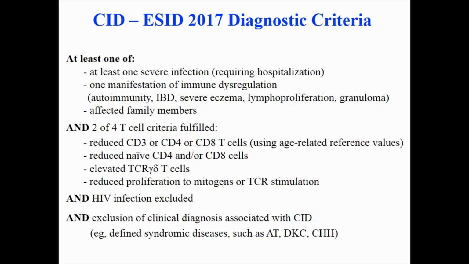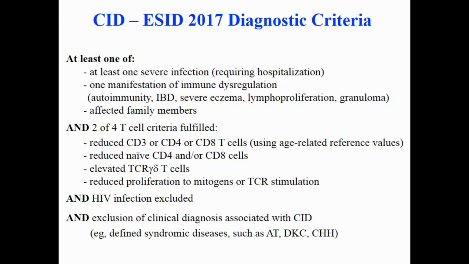The other ones were really based on the number and the function of the T cells. Here we're looking at clinical manifestations. So if you look at the clinical manifestations, the ESID defines CID as a condition where you have at least one of these. So at least one severe infection, and severe infection here is meant to be an infection that requires hospitalization. At least one manifestation of immune dysregulation. And this is very important because immune dysregulation is a key component of combined immunodeficiency. What do we mean by immune dysregulation?